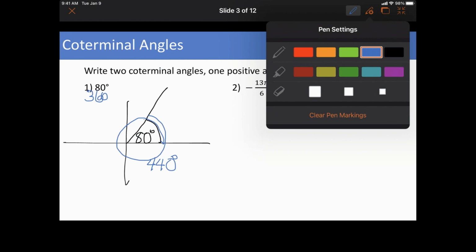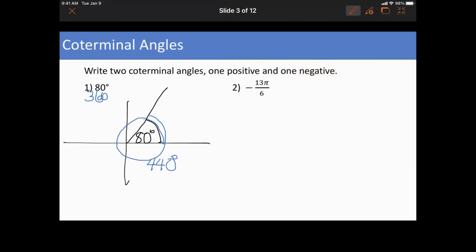All right, for negative, again, remember we always start here. I'm going to go in the opposite direction, clockwise, and go this way. So that is 360 minus 80. It's going to be negative 280. So we have one positive and one negative.